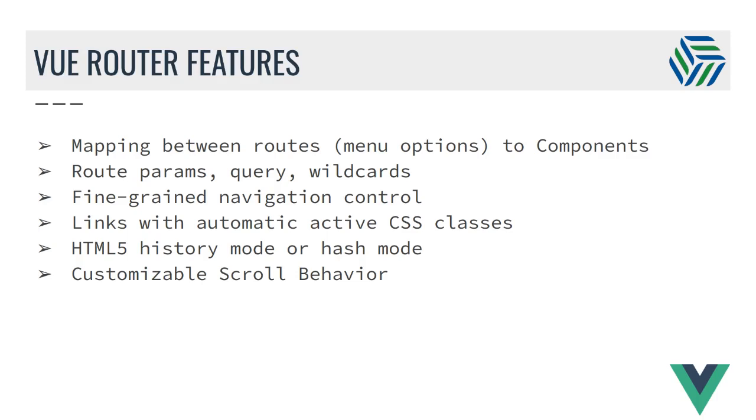So these are the main features provided by Vue Router. You can map routes or menu URLs to specific components. You can map routes, params, query strings, and wildcards. You get fine-grained navigation control in your web application. Also, you're gonna get links with automatic active CSS classes. We're gonna see in a minute in our app that you're gonna get HTML5 history mode or hash mode. And finally, Vue Router also provides a customizable scroll behavior.